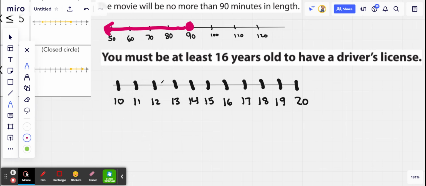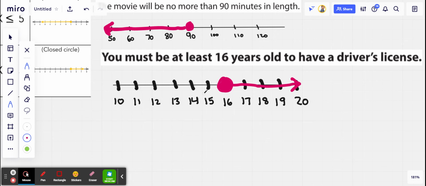Let me get my pen. Circle 16. And is 16 going to be a closed circle or open? Well, it's going to be closed because it includes 16. So there's our closed circle. And then everything above 16, so our arrow would move to the right this way.